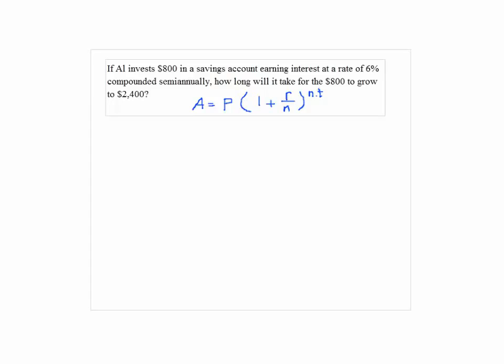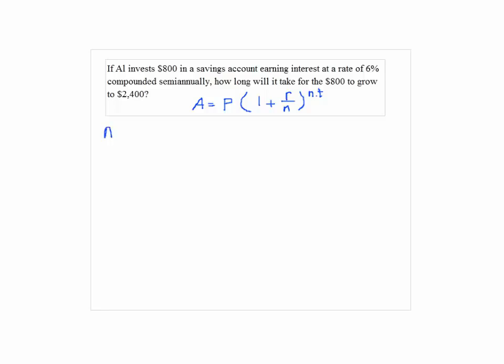Okay. If Al invests $800 in a savings account earning interest at a rate of 6% compounded semi-annually, how long will it take for that $800 to grow to $2,400? And here is the formula. So let's identify what A is and what P is in this case.